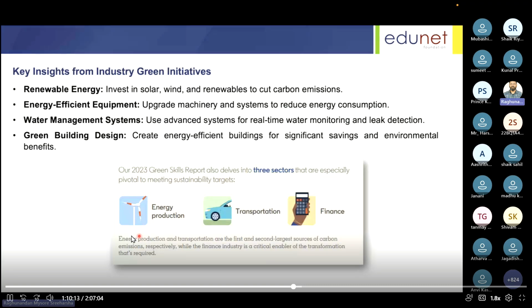The next one is the key insights from the industry, right, that are actually initiating green technologies. That includes renewable energy, energy efficient equipment, water management systems, green building design. So whenever you have green building design, it is nothing but energy efficient buildings. That basically leads to a lot of energy savings as well as environmental benefits.